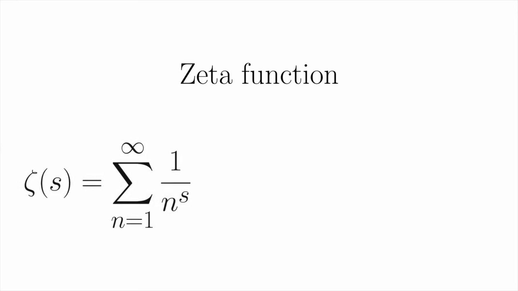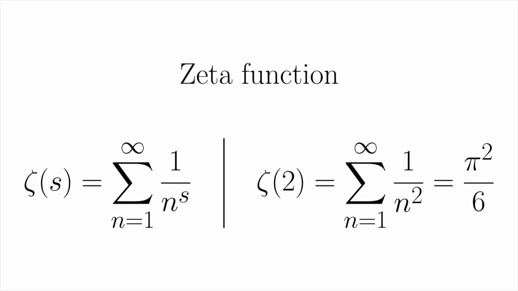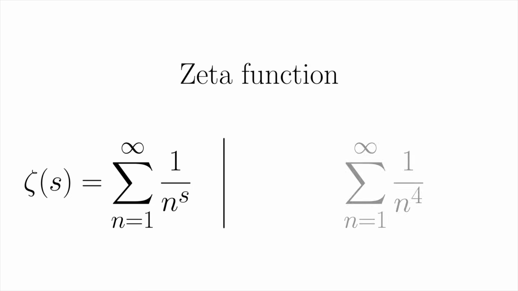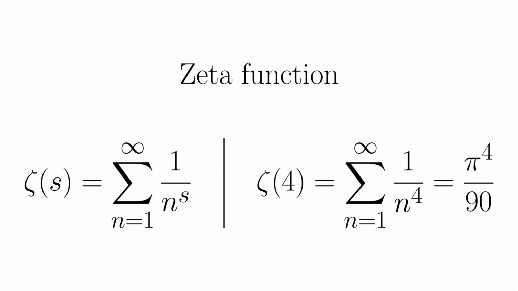Just so that we're sure we understand what this is saying, zeta of 2 is pi squared over 6. And that's exactly saying that this sum that Euler started with is pi squared over 6. The exercise I gave you a moment ago to calculate this sum was exactly to show that zeta of 4 has the value pi to the fourth over 90.